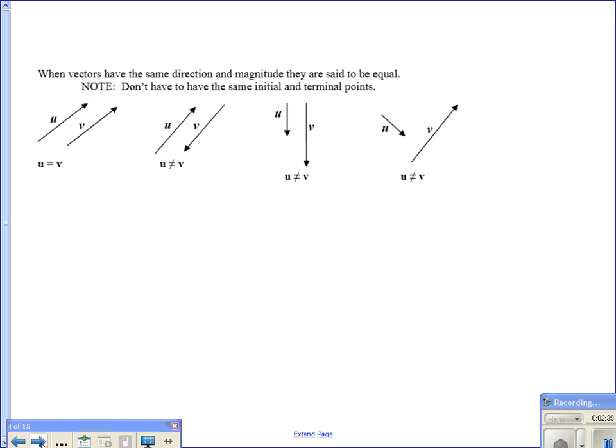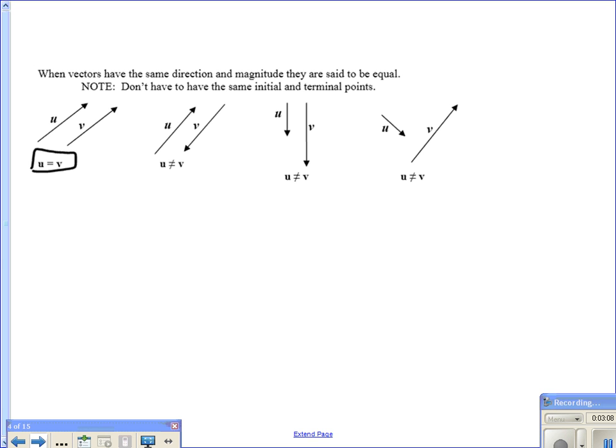Okay. When vectors have the same direction and magnitude, they are said to be equal. Note, they don't have to have the same initial and terminal points. So these give us equivalent vectors, and it allows us to move vectors around on our coordinate plane, positioning them in different positions. So again, if you look at vector u and vector v for the first pair, these are equal vectors because they are the same length and same direction.